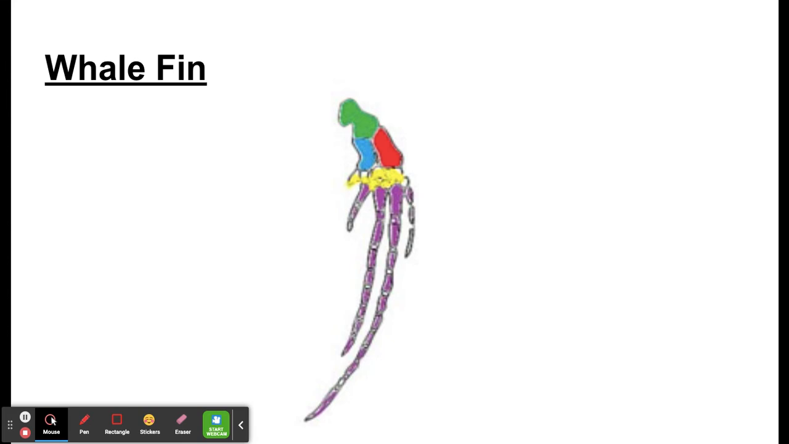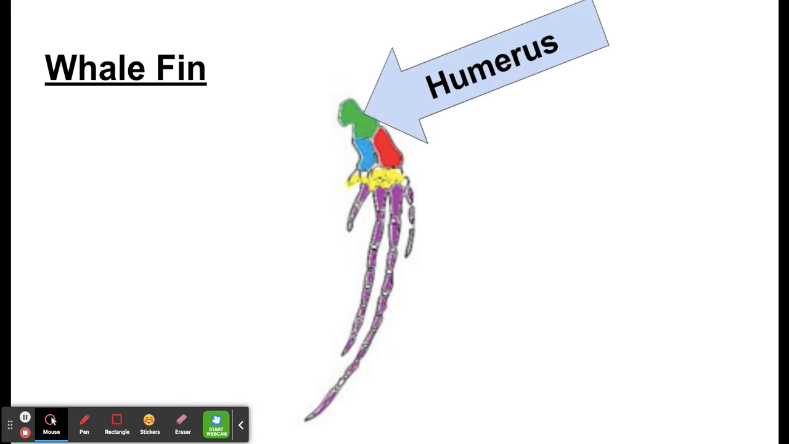Okay, whale fin. Let's move on to something completely different, something that spends its entire life in the ocean. Up here we have, yep, the humerus. Is it the same size and shape as the other three we've looked at? No, it's not. But we still have the same pattern.